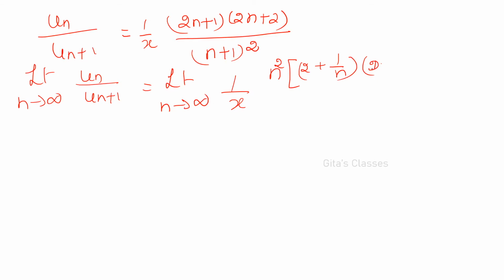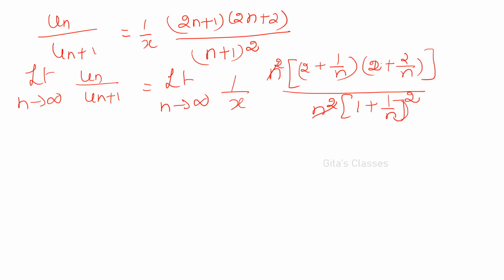and 2 plus 2 by n from the second term, right? 2 plus 2 by n divided by n squared, I can take it outside. So 1 plus 1 by n the whole square. This n squared will get cancelled. So when n tends to infinity, x is independent of n. So I'll write 1 by x as it is. Now this 1 by n will become 0, right? This will become 0, this will become 0, this will also become 0. This is 0, this is 0 as n tends to infinity.